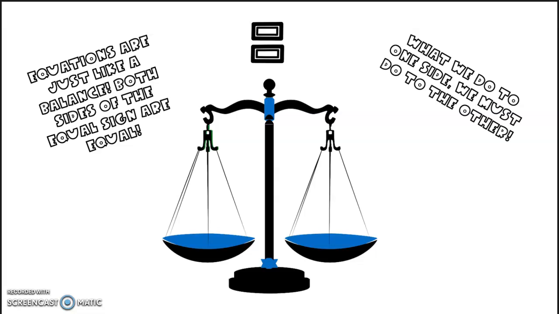So, equations are just like a balance, a seesaw, a balance beam, whatever you want to think about. Both sides of the equal sign are equal. So if we have x equals 4, that's telling us that x and 4 are the exact same thing. So when we have something that's a balance, we can't just only affect one side if we want them to stay balanced. So whenever we're solving these equations, what we do on one side, we have to do to the other side of the equation.